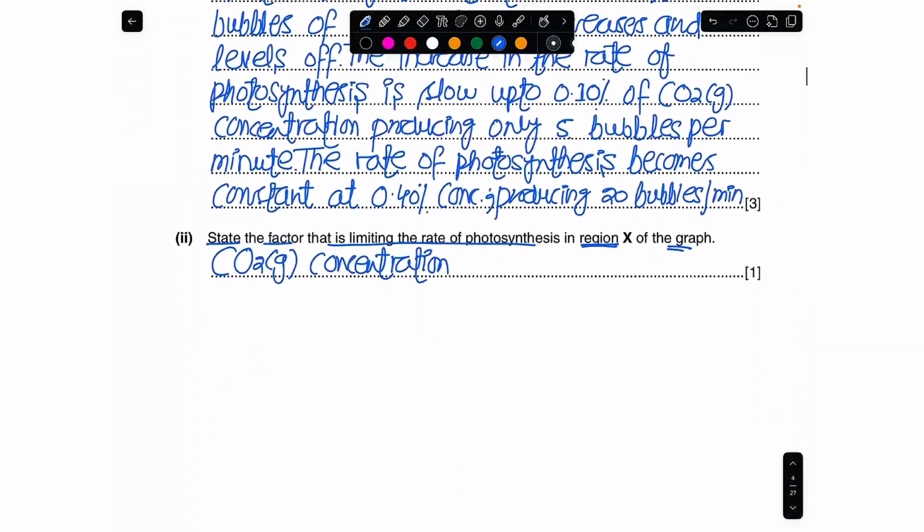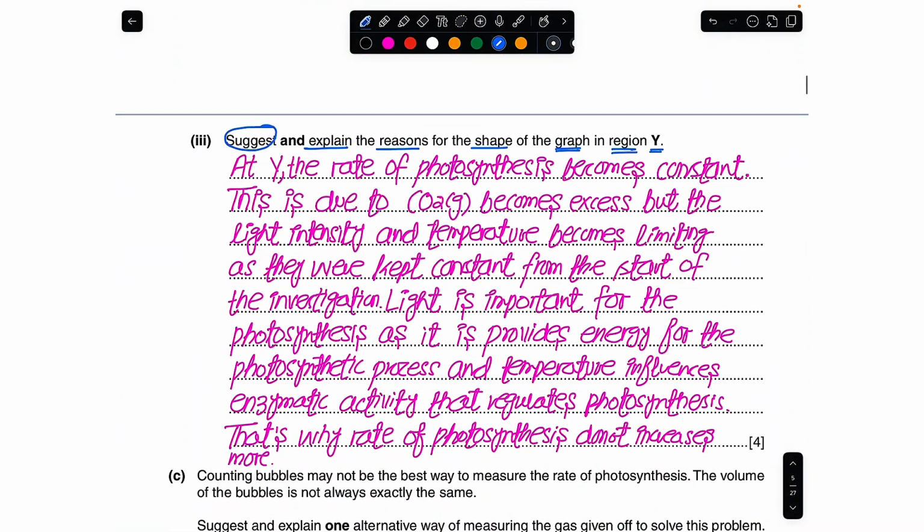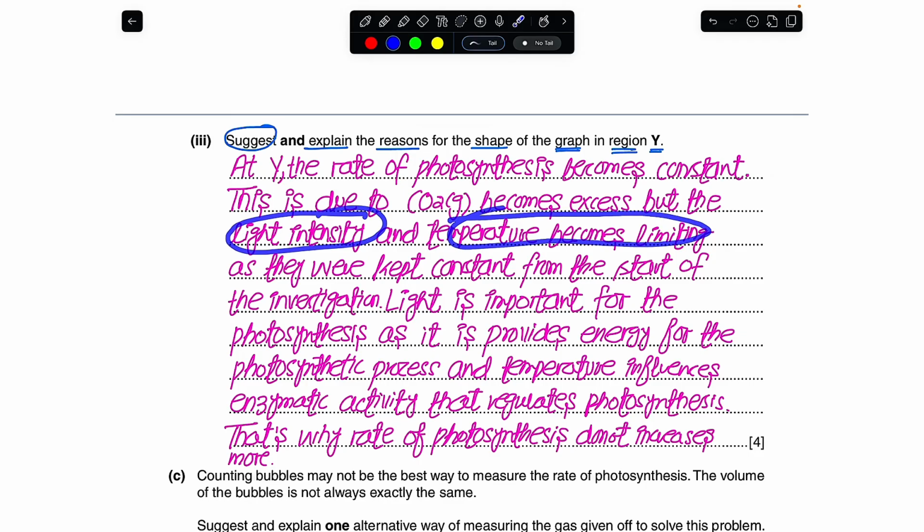So if you look at my answer that I have written from your mark schemes and the examiner report, I have written that at Y, the rate of photosynthesis is becoming constant, and this is due to carbon dioxide that is becoming excess, but the light intensity and the temperature become limiting. Why? Because they were kept constant from the very start of the investigation.